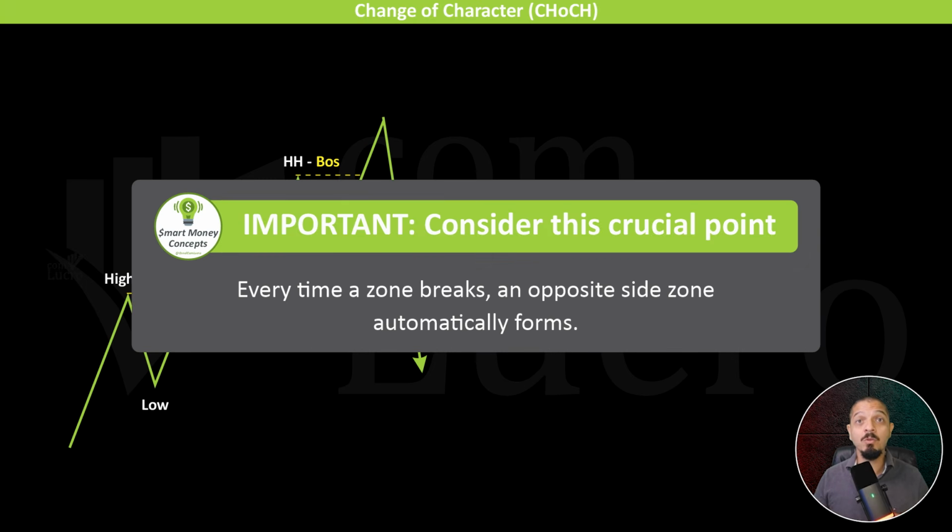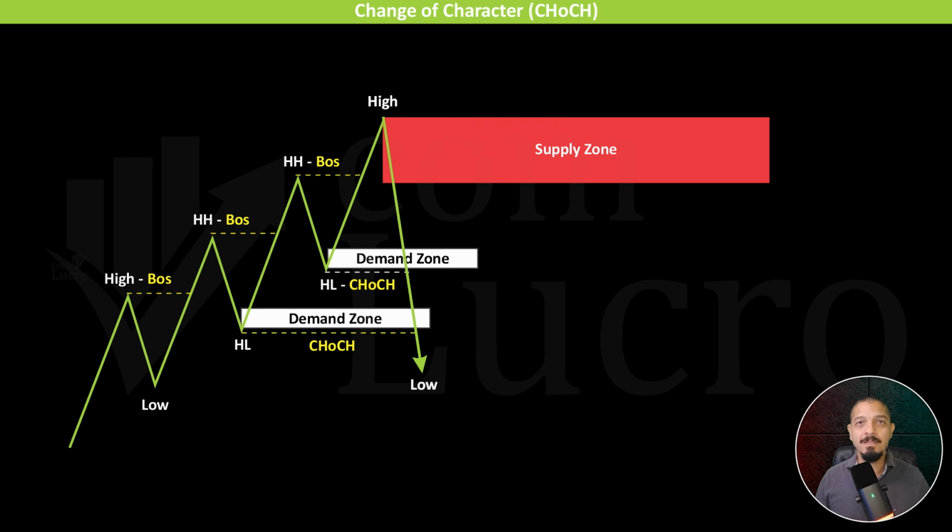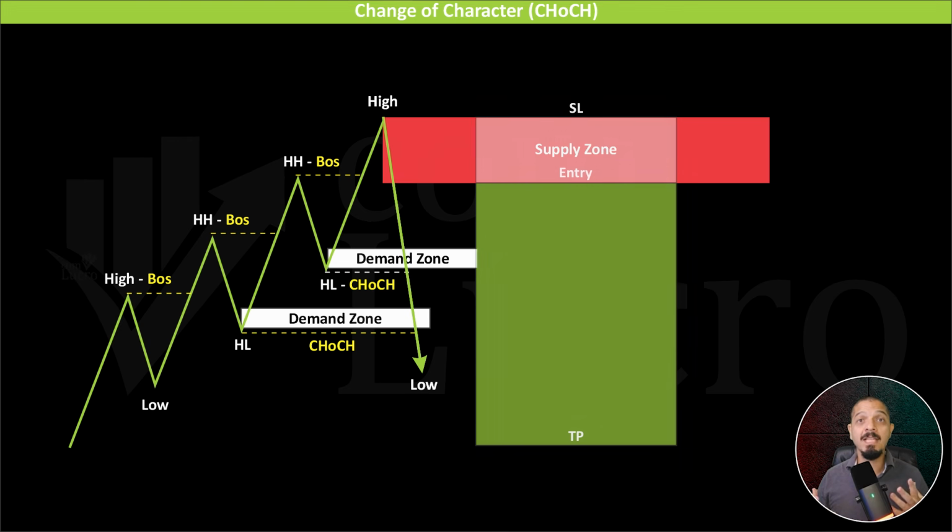Consider this crucial point. Every time a zone breaks, an opposite side zone automatically forms. Since the price has broken several demand zones, a supply zone has been created at the extreme. Therefore, our expectation is for the price to push higher toward the extreme supply zone. If the price reacts to this zone, we can enter the market by placing sell positions. Our anticipation for the price is to form successive bearish breaks of structures to the downside.